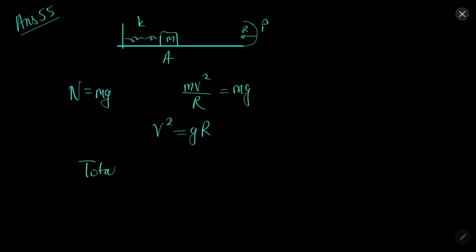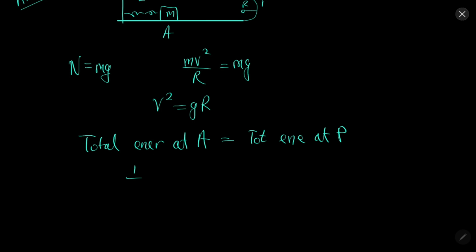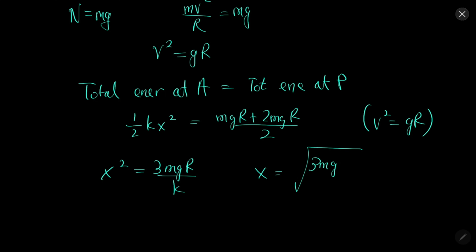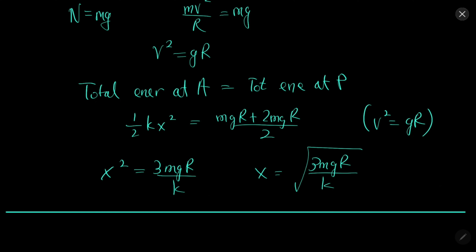Now total energy at A equals total energy at P. So half kx square equals mgR plus 2 mgR over 2. v square is gR, so therefore this thing. So x square equals 3 mgR over k. x equals root of 3 mgR over k. So this is the value of x.